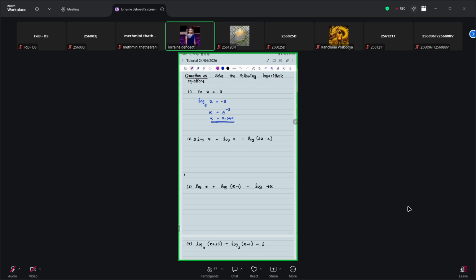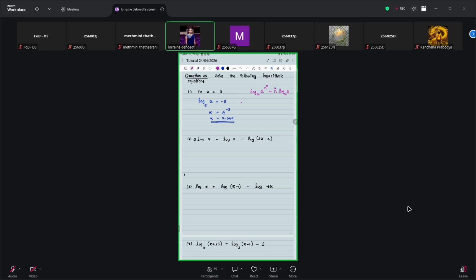If you have log base a of x to the power n, you can write this one as n into log base a x. මෙන්න මේ power එක ඉස්සරහට ගෙනත් ලියන්න පුළුවන්.